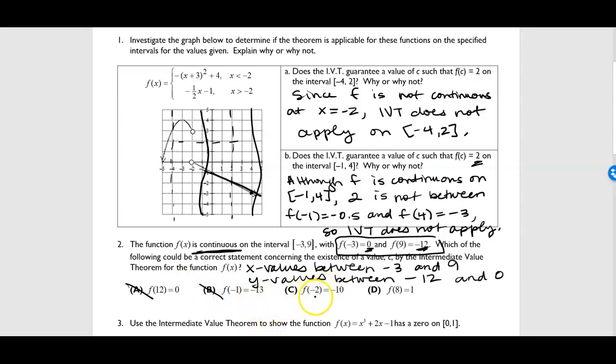C, could f of -2 equal -10? -2 is between -3 and 9, and -10 is between -12 and 0. That seems like it could work. Let's check D just to make sure. 8 is between -3 and 9. 1 is not between -12 and 0, so D cannot be our answer. That tells us that C is our best choice.